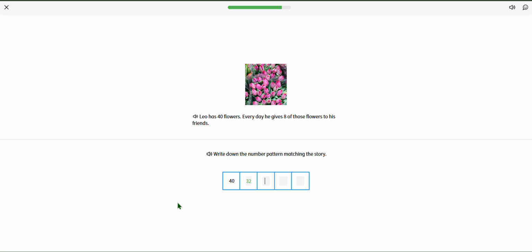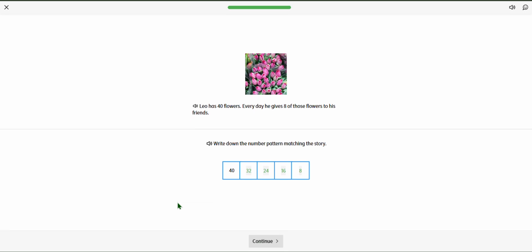32. 32 minus 8 is like 30 minus 6, which gives us 24. 24 minus 8 is 16. And 16 minus 8 is 8. This is also the reverse of the multiples of 8, or like you were dividing back by 8 to an extent.